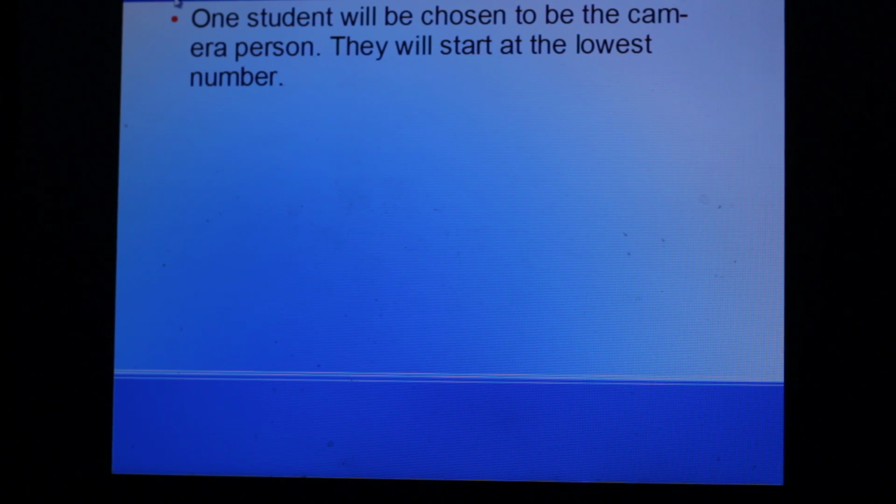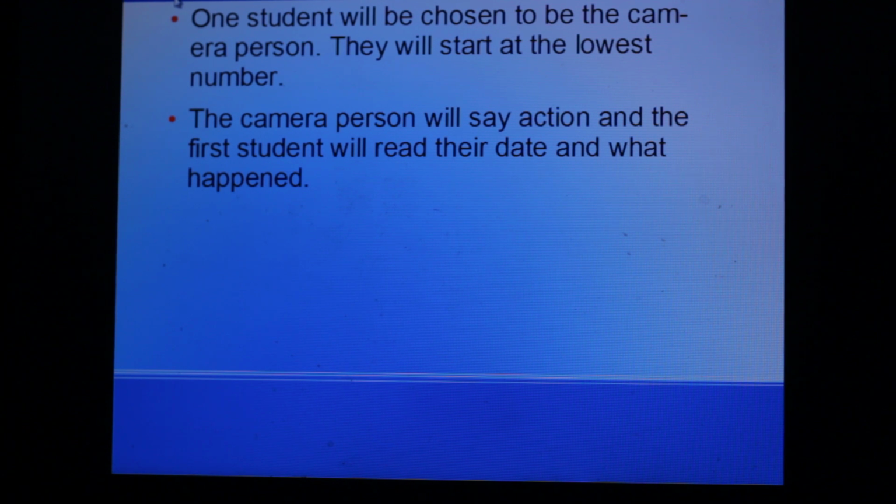One student will be chosen to be the camera person. They'll start at the lowest number. The camera person will say action. And the first student will read their date and what happened. Do it slowly so we got it, but take your time and say what it is. 1492. Columbus discovered America by sailing to the West Indies. There you go. Make it simple.